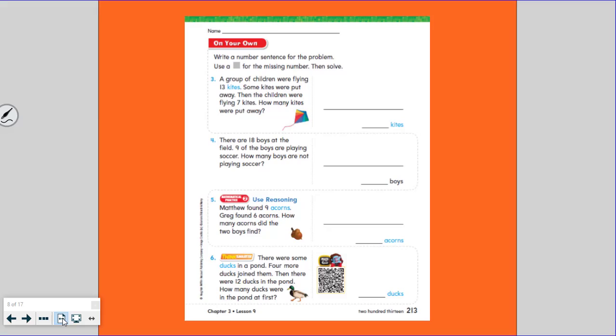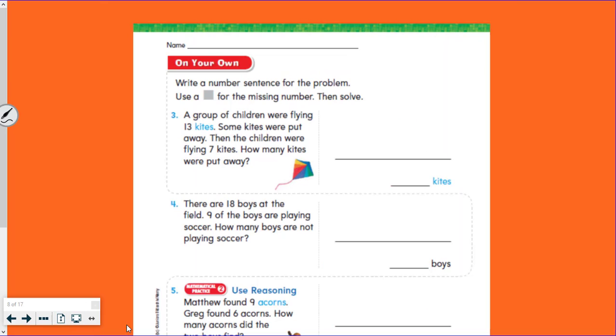Alright, we'll make this a little bit bigger. There we go. So we're going to do the same thing. I'm going to read each problem to you, you're going to solve it, and then we'll check it together. So same thing. It says write a number sentence for the problem, use a square for the missing number, then solve.